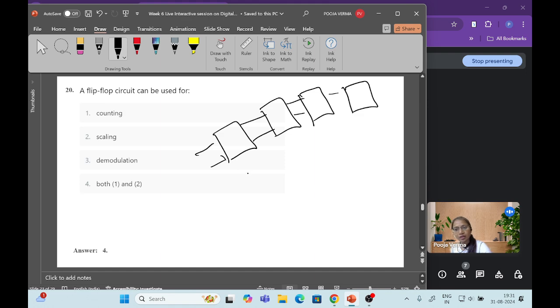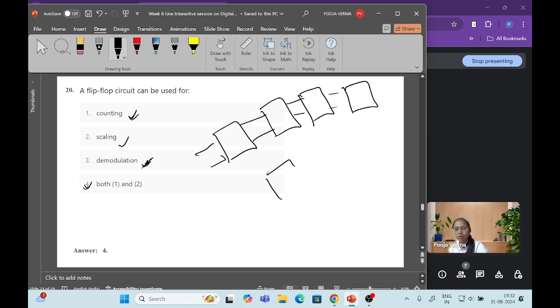So I think I haven't covered that yet. However, you can see the flip-flop is also used for scaling the input frequency. Okay. Demodulation is another concept. Demodulation is used to extract the original information. So that is not using the flip-flop. Okay. So flip-flop is used only for these two purposes. So option 4 is the correct answer. Both 1 and 2. Flip-flop can be used for counting and scaling purposes only.